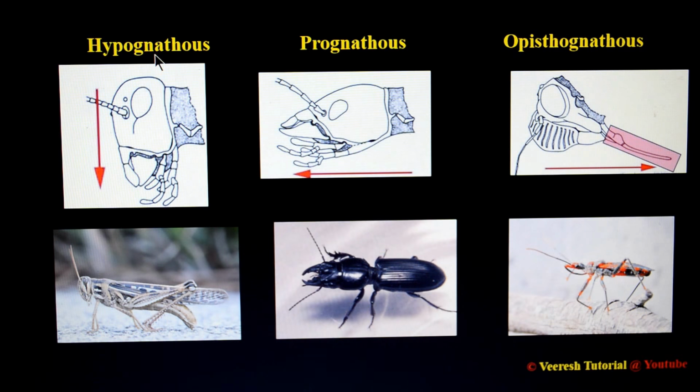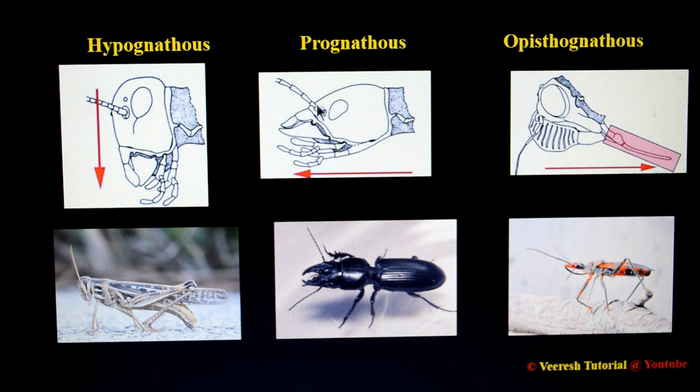Hypognathous type of insect head is also called orthopteroid type of insect head because it is present in the orthopteroid group of insects like grasshoppers and cockroaches. So in this case, the long axis of the head is vertical, whereas mouth parts are projected downward. The long axis of the head is at right angle to the long axis of the body. So you can see here.